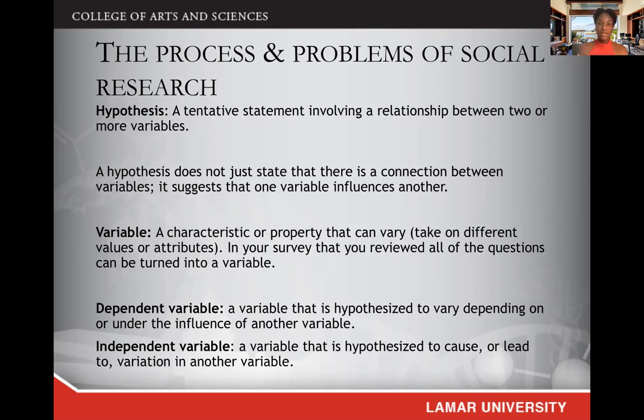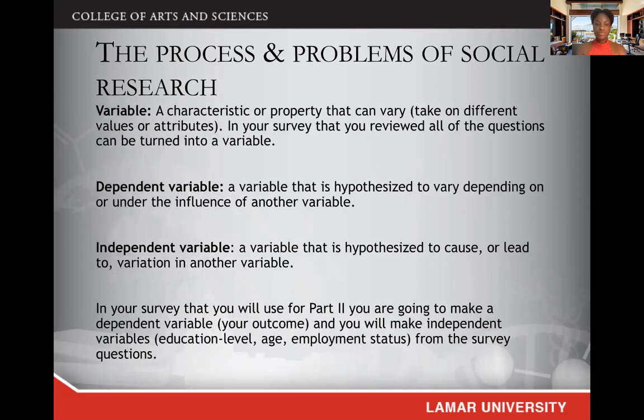You have your dependent variable, which I explained you can remember as your outcome variable, a variable that is hypothesized to vary depending on or under the influence of another variable. And you have your independent variable, which is hypothesized to cause or lead to variation in another variable. So we spoke last week about DAGs, and I'll put up an example of how I want you to be able to draw a simple DAG.